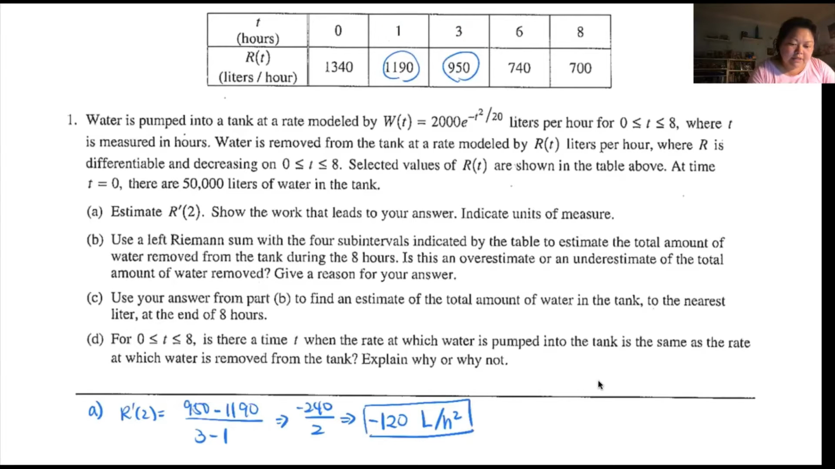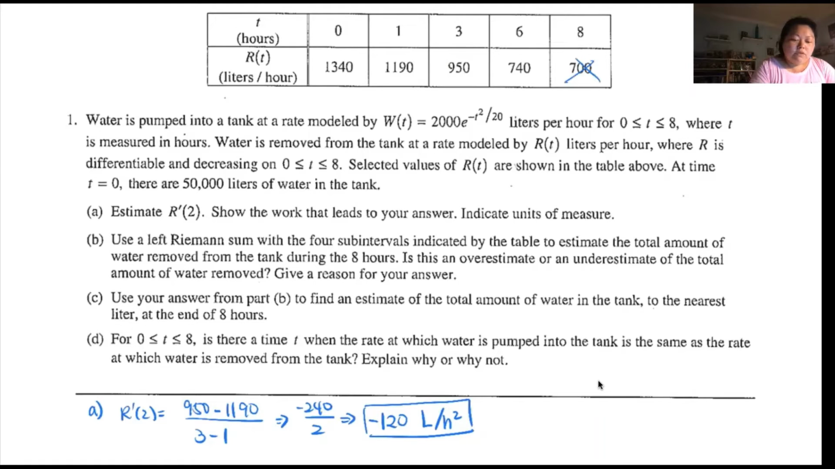Next, it says use a left Riemann sum. I'm going to erase these markings. Use an LRAM with 4 subintervals indicated by the table to estimate the total amount of water removed from the tank during the 8 hours. Is this an overestimate or underestimate of the total amount of water removed? Give a reason for your answer. So let's find the LRAM first. LRAM means we don't use the last y value.